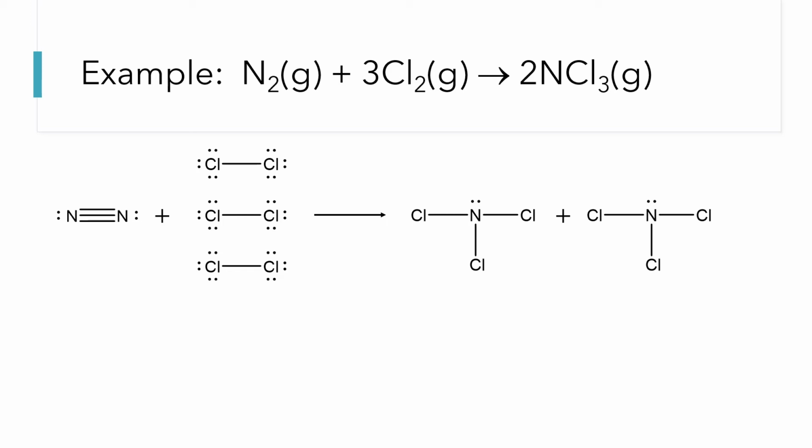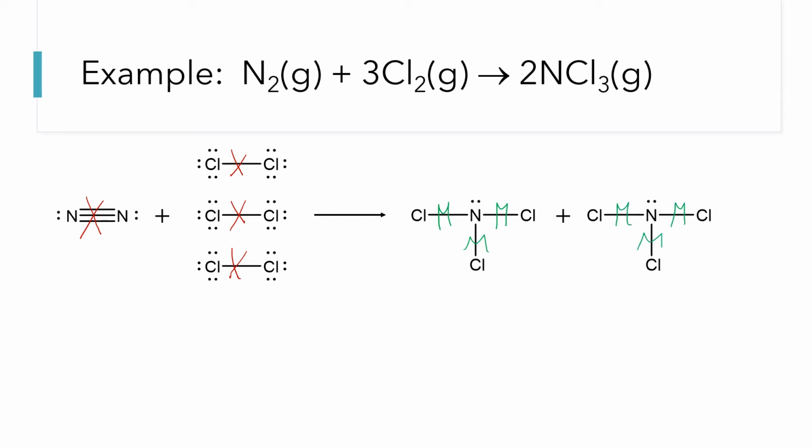Kind of an interesting thing with this reaction is that we are breaking every bond that we have over here on the reactant side. So we're going to break this nitrogen-nitrogen triple bond. We're going to break all of these chlorine-chlorine bonds. Once we have all those bonds broken and we reassemble the molecules for the products, we are going to make every bond that's over here in the product. So we're going to make these bonds between nitrogen and chlorine.